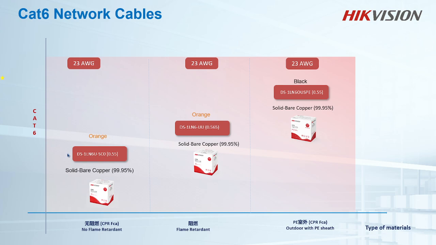Then you have the network cable variations: non-flame-retardant, then flame retardant, and then the outdoor cable. So we can give you this.